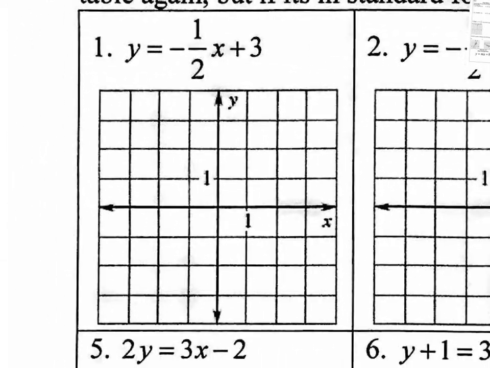Like number 1, it's already in slope-intercept form. Where does it cross the y-axis? Tell me. 3. Put a dot at 3. Now from that point, what's my rise over run? I'm going down 1. Why am I going down 1? Because it's negative. If it were positive, I'd be going up 1. But because it's negative, I'm going down 1 over 2. You always run to the right, never to the left. So let's put a dot right here, and then connect your dots, and you're done.